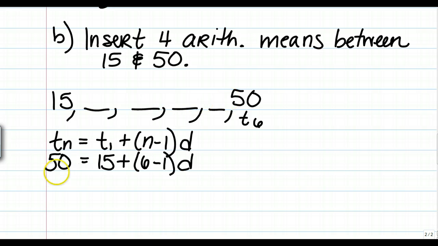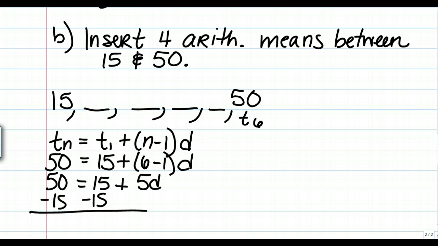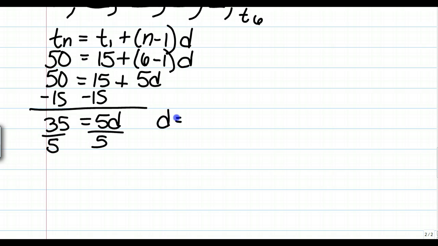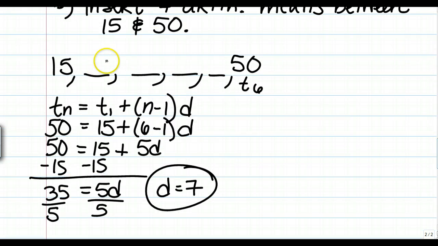So let's solve this. I have 50 equals 15 plus 6 minus 1, which is 5, times D. I subtract 15. I have 35 equals 5D. I divide by 5. D equals 7. So now that I have my difference, I could find what these numbers are.